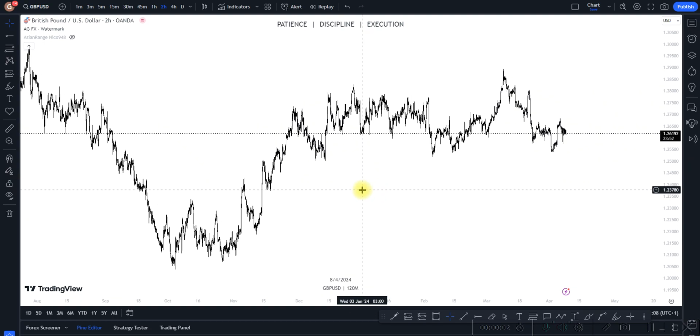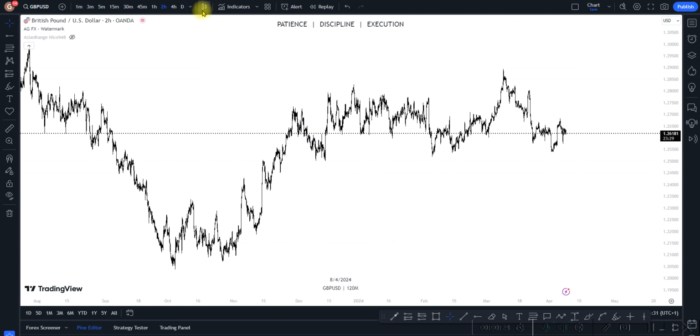Yes, so welcome to the second part of our support and resistance lecture. Here we are now on the chart looking at GBP USD, which is the British pound and the US dollar. We're on the 2 hour time frame. Looking at this, you can see the trend that we are in the market.